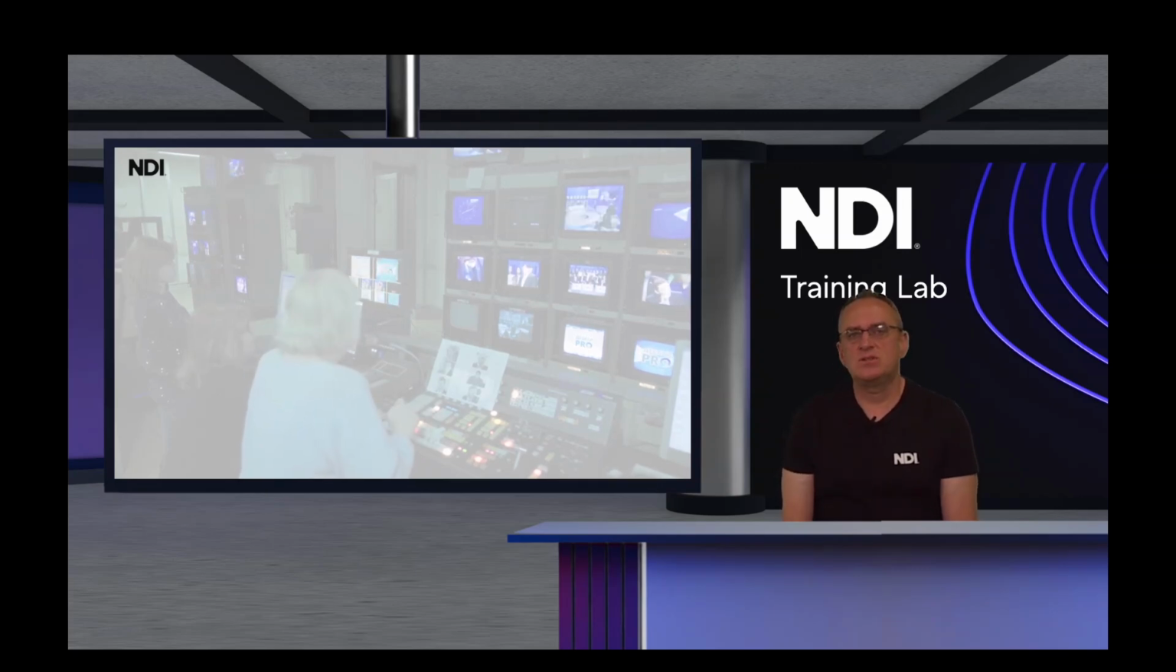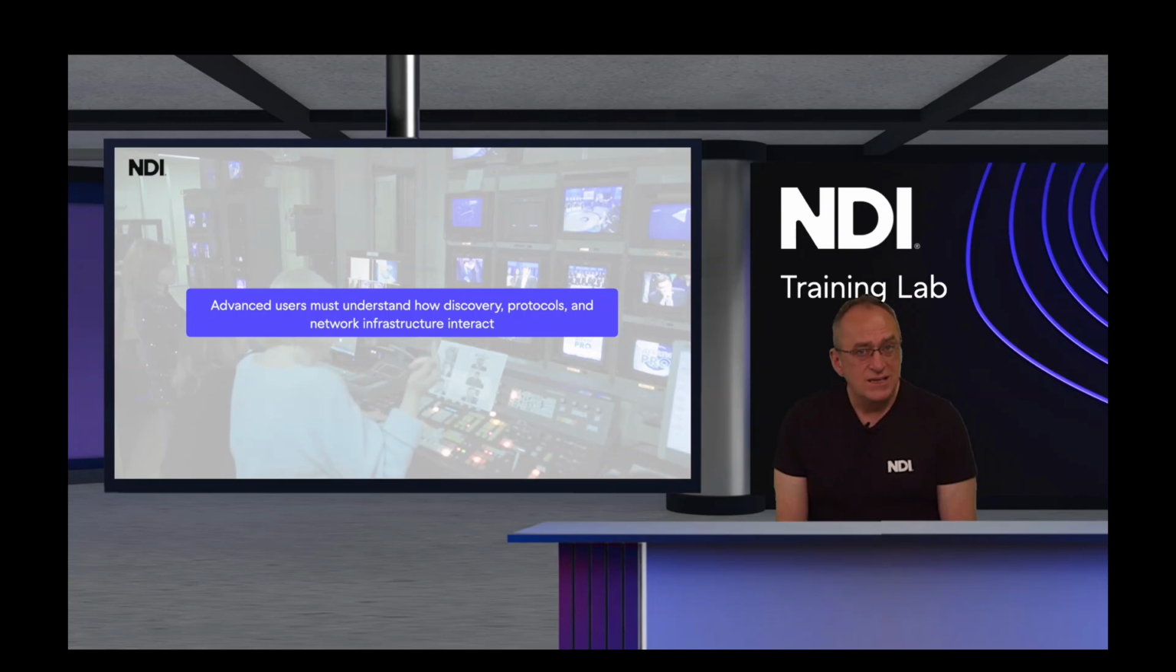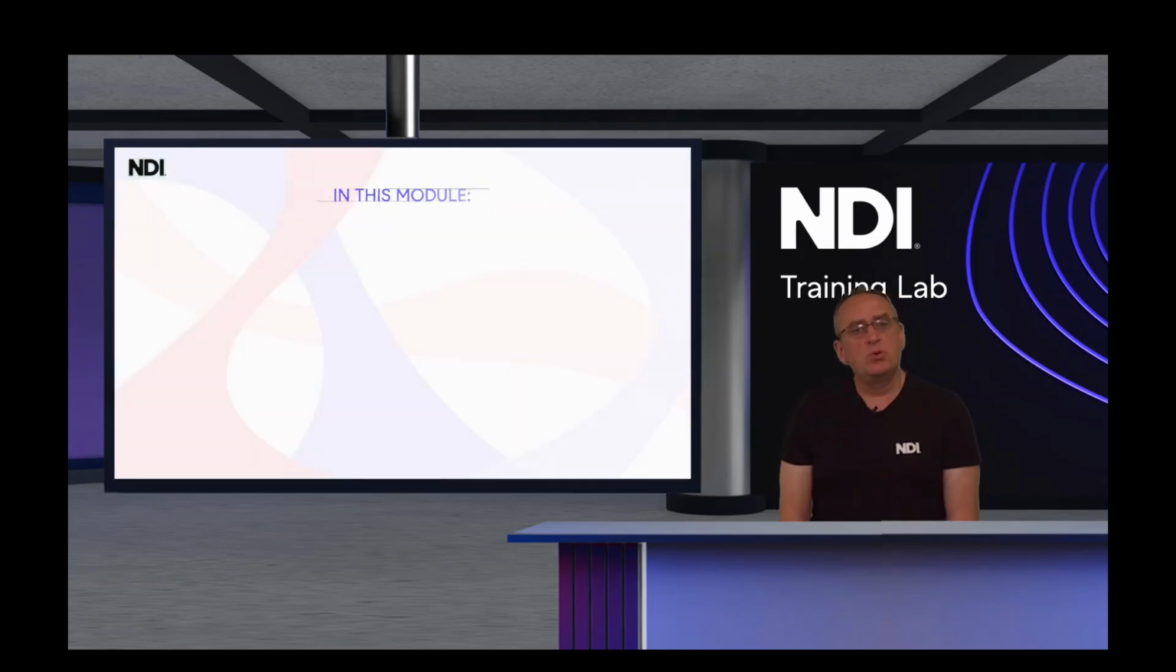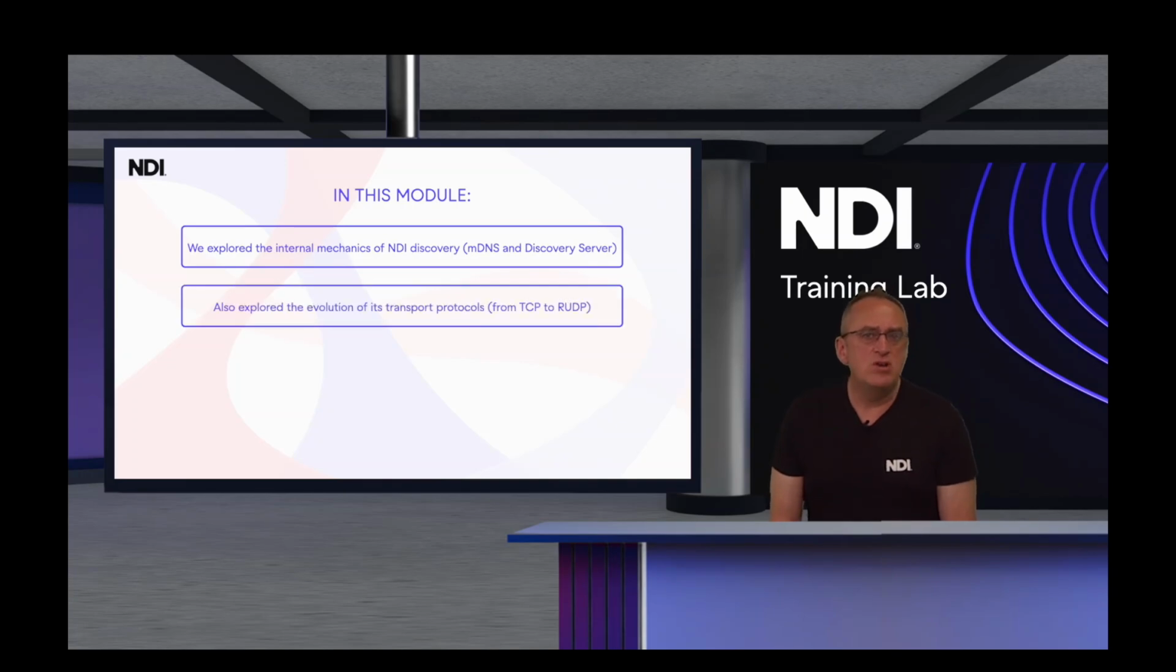Mastering NDI in professional environments requires more than knowing how to connect sources and viewers. Advanced users must understand how discovery, protocols, and network infrastructure interact to form a stable and scalable system. In this module, we explored the internal mechanics of NDI discovery with mDNS and Discovery Server, as well as looked at the evolution of its transport protocols from TCP through to RUDP, and the network configurations necessary for high-performance deployment.